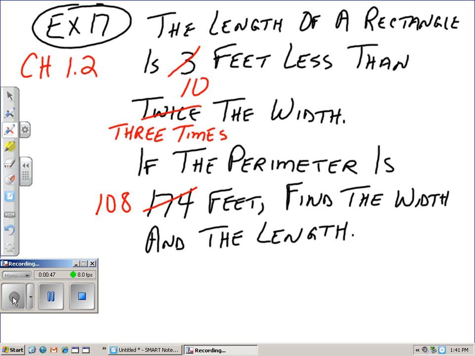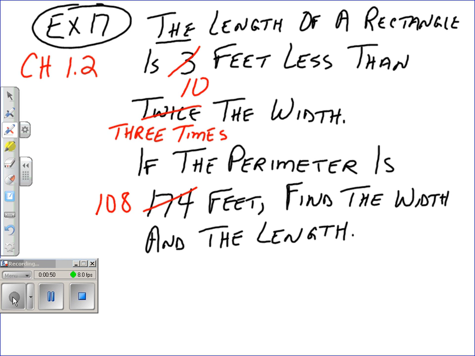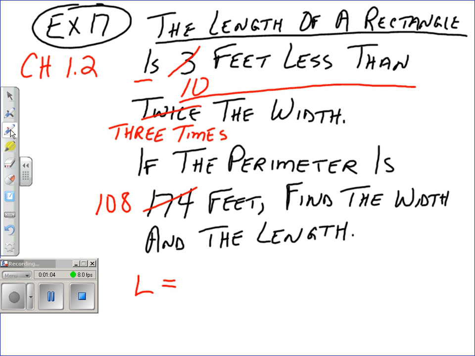Okay, let's translate what we have so far. The length of a rectangle, I am just going to call that L, is, well, "is" usually means equals in math. 10 feet less than means they're taking 10 feet away from something. If you want 10 less than a number, you take 10 away from that number. So it's 10 feet less than 3 times the width. Well, 3 times the width would look like 3W, because we don't know what the width is, so we'll call it W. We don't know what the length is, so we'll call it L.